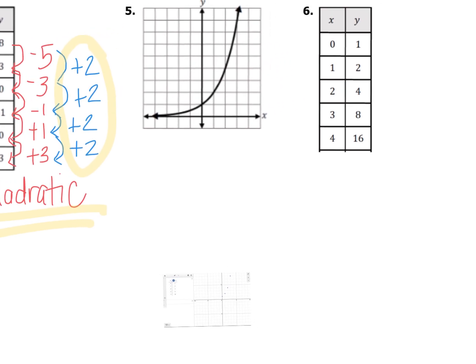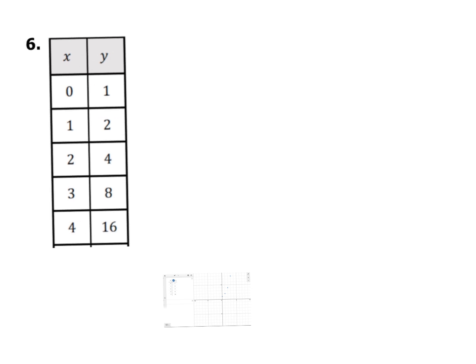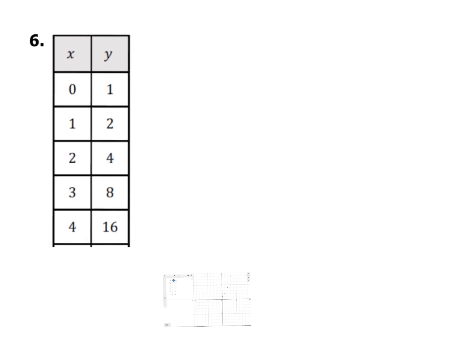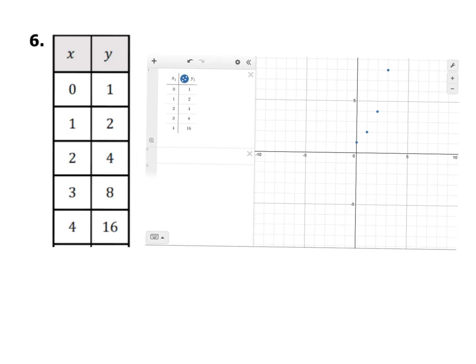Okay, let's go ahead and jump to number 6. So now here's number 6. Here's the table. I would suggest first starting by typing it in. So let's zoom into Desmos. Now, when I look at this graph, my question is, does it look curved or straight? What do you think, Maddie? Does it look curved or straight?